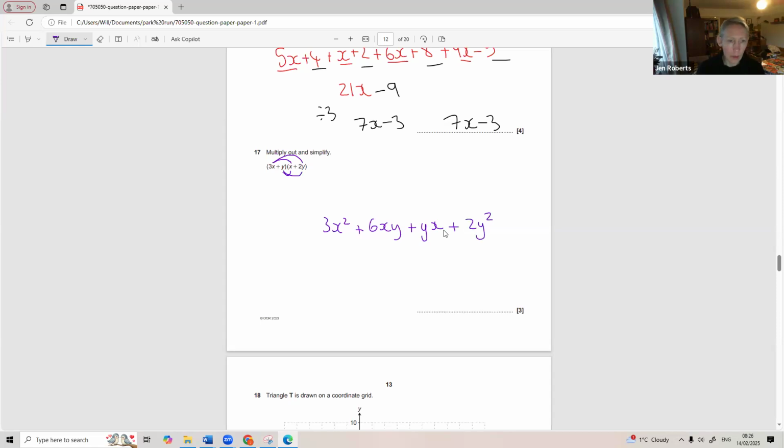Okay, where are our like terms here? 3x squared, there's no other x squareds to collect it with. 6xy add 1yx. Well, I should have really technically written that as xy. 6xy plus 1xy is 7xy, plus 2y squared.